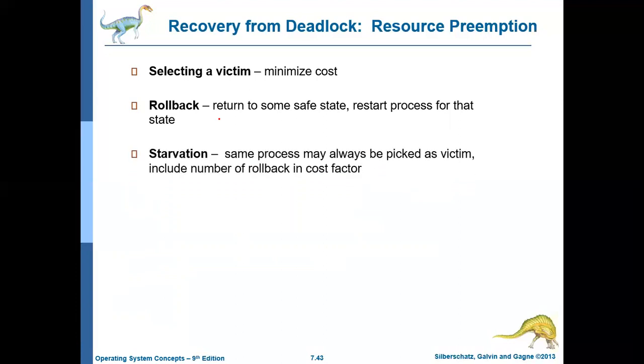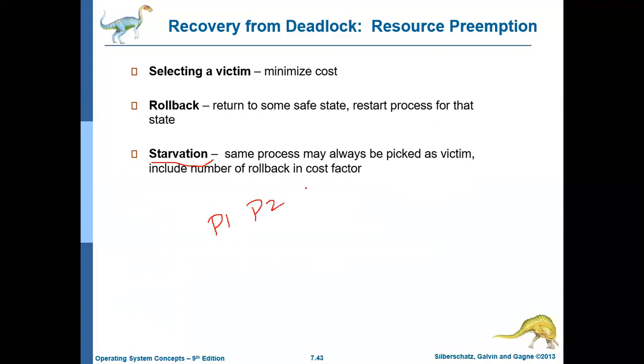And also we should ensure that the resource for preemption is not always picked from the same process. That is called starvation. If the resource to be preempted is always picked from the same process, then that is called starvation. Say assume that there is a deadlock between three processes, P1, P2 and P3.